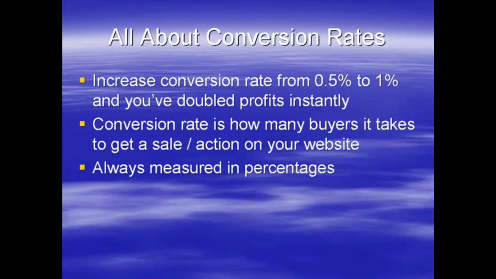So that's why we've talked about percentages. 0.5% means 1 in every 200 visitors buys from you, basically. 1% means 1 in 100 buy from you. So if you're getting 100 visitors a week, you can expect 1 buyer a week if your conversion rate is 1%. If you're getting 100 visitors a day, you can expect 1 a day. So you can see how this all works.